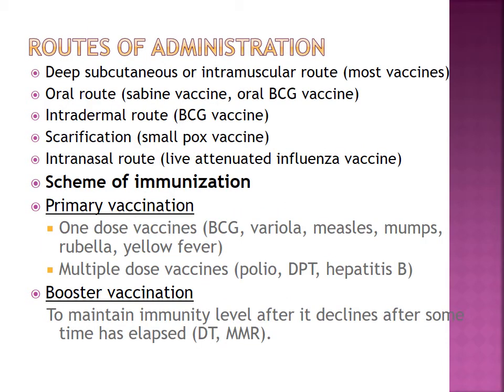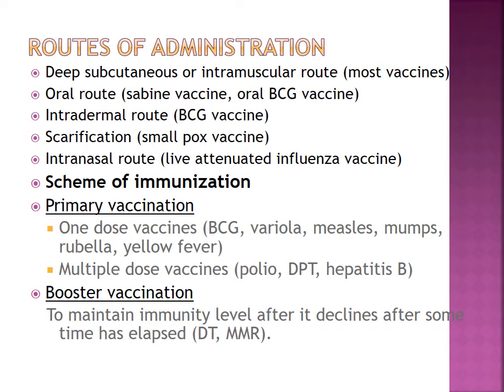The routes of administration of these vaccines are different. We can use the BCG vaccine, for example, by the oral route, though most vaccines are taken by the deep subcutaneous or intramuscular route. BCG vaccine can be given intradermally, while the smallpox vaccine is given by scarification. The intranasal route is useful for the live attenuated influenza vaccine.